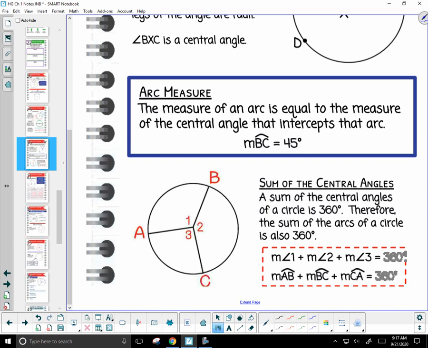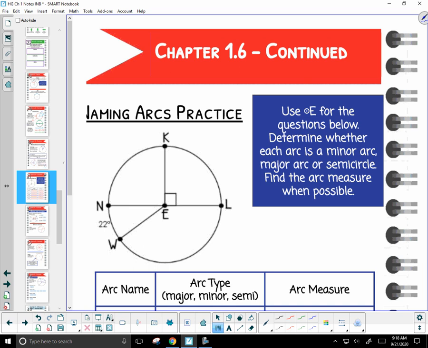Then the sum of all my central angles. If I added angles 1, 2, and 3 here, what do I get? 360 degrees. That means also, because my angle measures and my arc measures are the same, if I add up all my arcs, it's also going to equal 360 degrees. Good? All right.